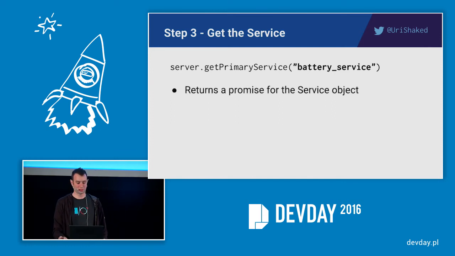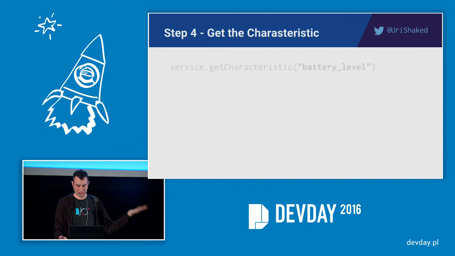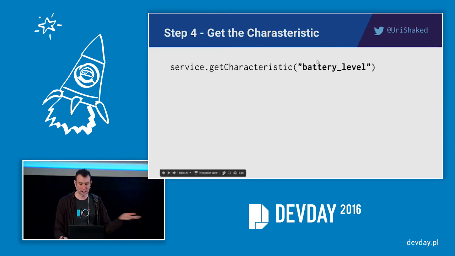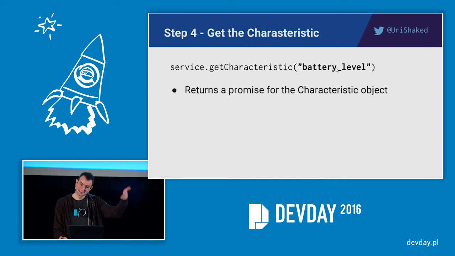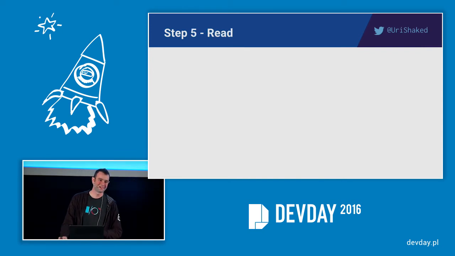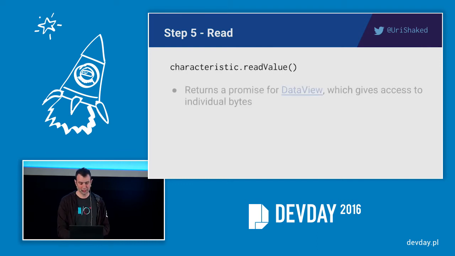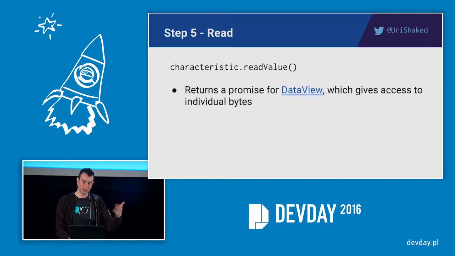And then, once we have this service, we ask for the characteristic, in this case, the battery level, and we get a promise. And finally, when we have the characteristic, we can read a value from it and get a promise with the data view, with the actual bytes from the device.